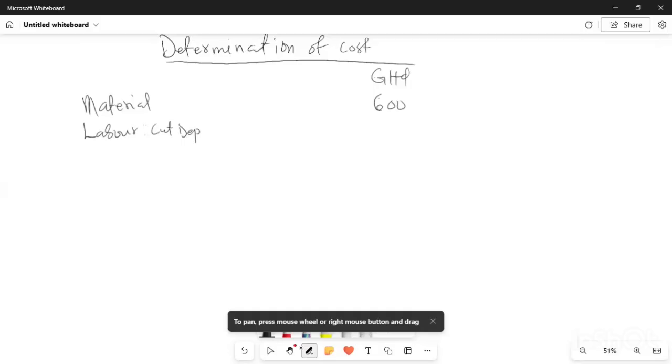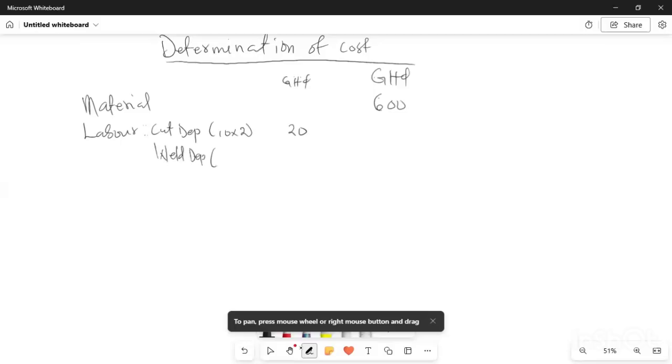The wage rate for the cutting department is what? 2 cedis. The wage rate for the cutting department is 2 cedis. And in the cutting department, the labor hours spent is what? 10. So for us to get the labor cost for the cutting department, 10 cedis times 2, which will give us, let me write.